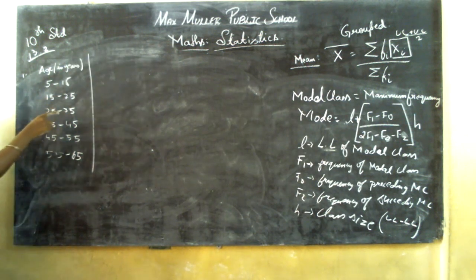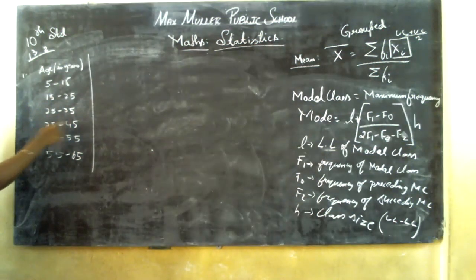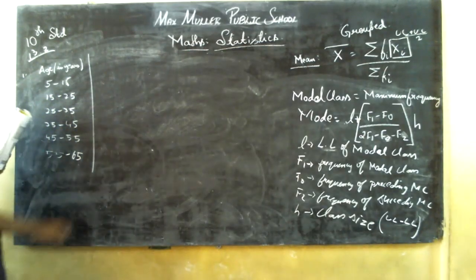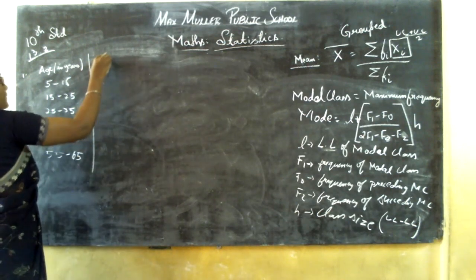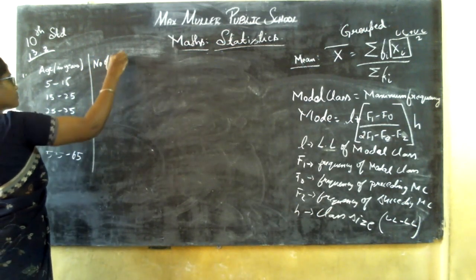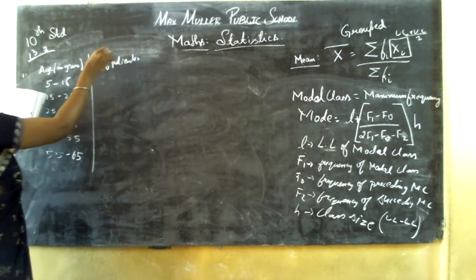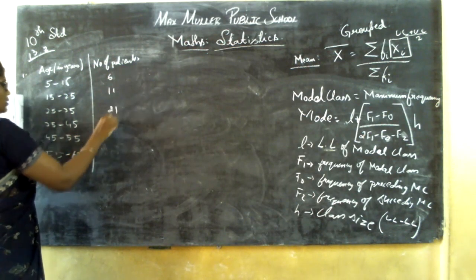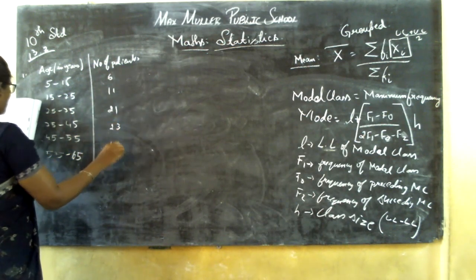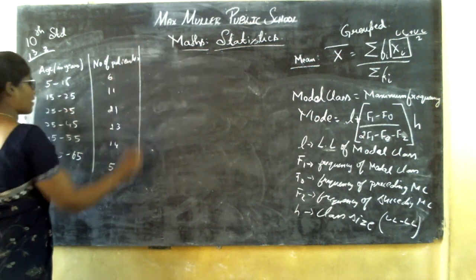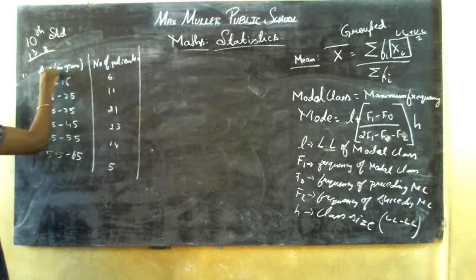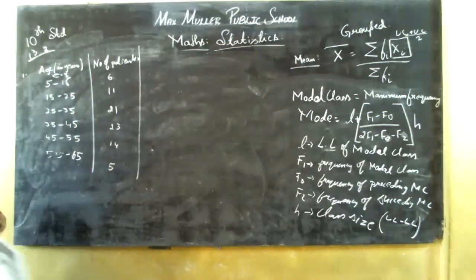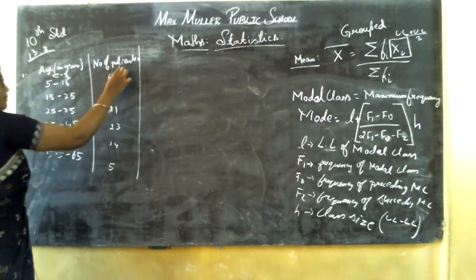Is it a continuous class interval? Check: 15, 15, 25, 25, 35, 35, 45, 45, 55, 55. Yes, it is a continuous class interval. Next, number of patients. For 5 to 15 it is 6 patients, then 11, 21, 23, 14 and 5. Let me name this class interval as CI, and the observation is taken as Fi.